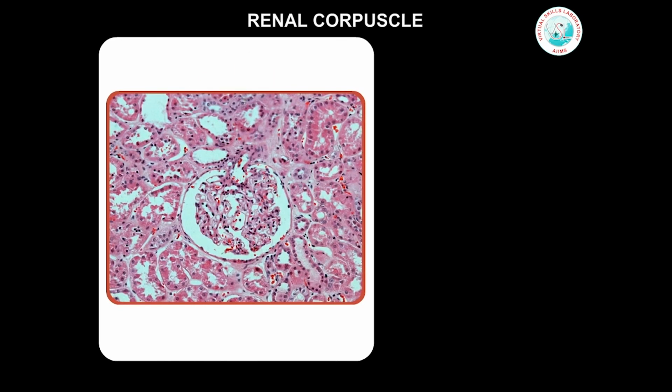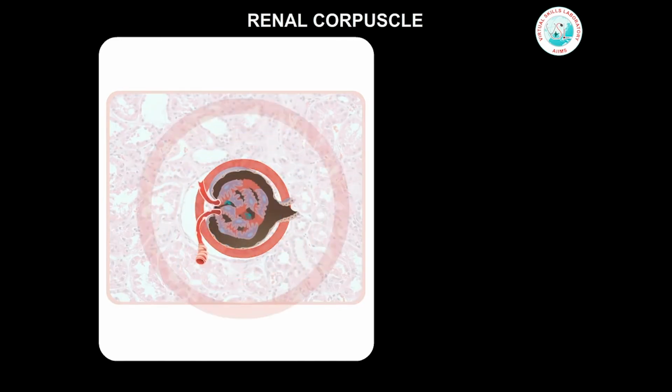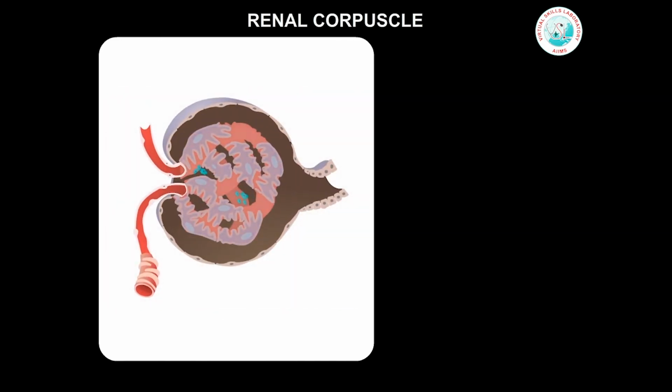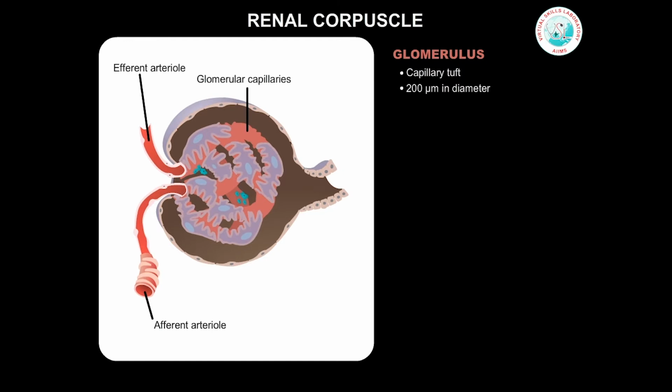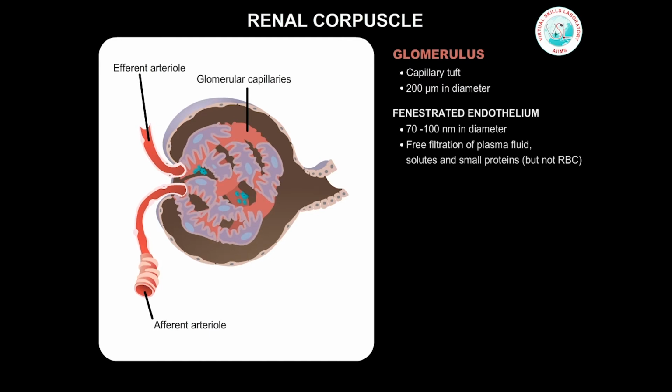The renal corpuscle forms the initial filtering component of the nephron. It consists of the glomerulus and the Bowman's capsule. Each corpuscle has a vascular pole and a tubular pole. The glomerulus is a capillary tuft between the afferent and the efferent arterioles, which is about 200 micrometers in diameter. The endothelial cells lining these capillaries have fenestrae that are 70 to 100 nanometers in diameter.